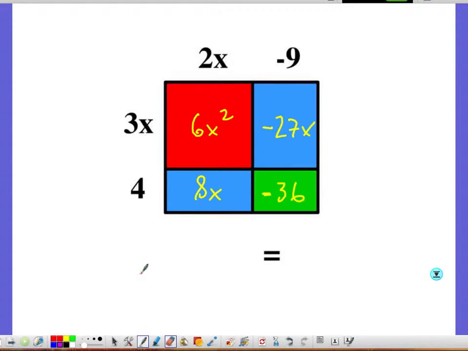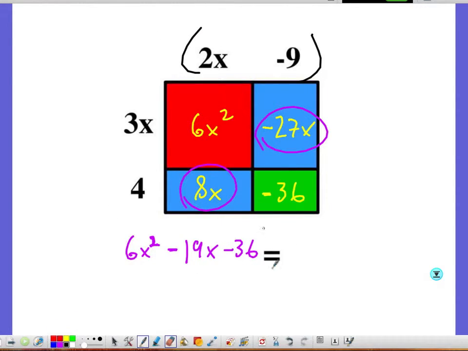Let's go ahead and add the areas up. Here we have negative 27x plus 8x. That's going to be negative 19x and then minus 36. And to get the other side, we just basically put these in parentheses. So notice we have 2x minus 9. And then here we have 3x plus 4.